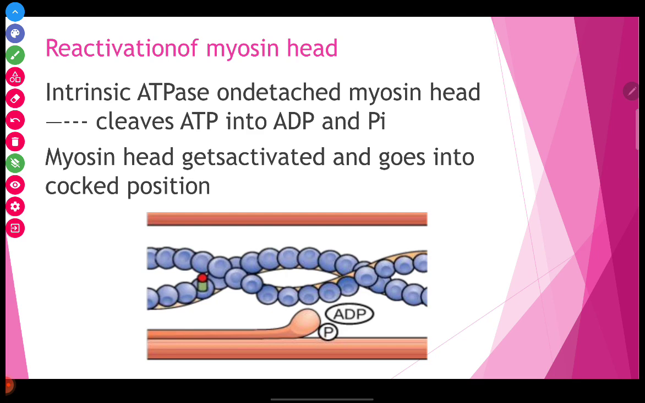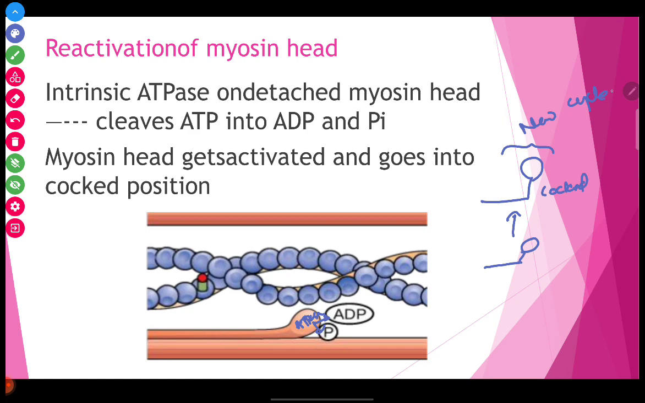Now we come to the final step, that is reactivation of the myosin head. Now this detached myosin head has intrinsic ATPase, which cleaves the ATP into ADP and phosphate. So wherever there is cleaving of ATP, there is release of energy, and once again this myosin head comes into the cocked position. So it's ready to begin a new cycle.